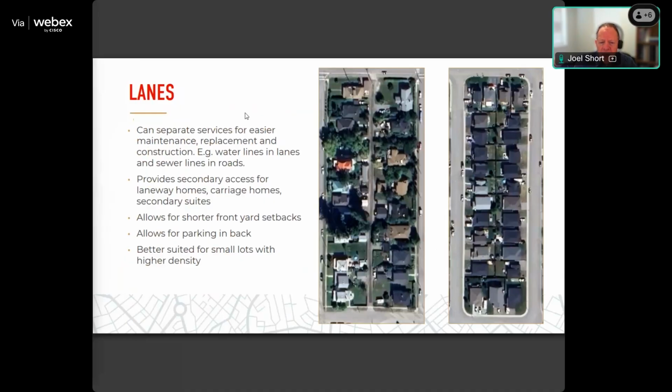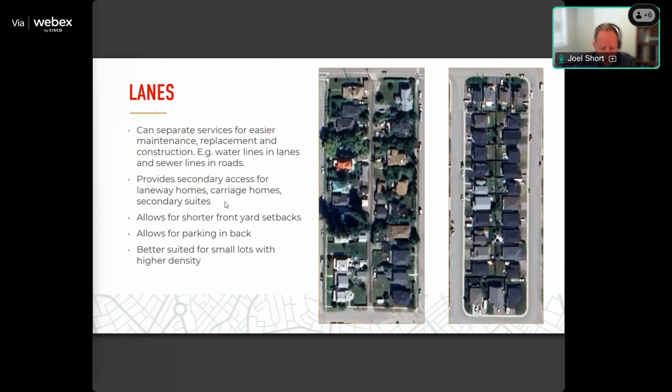What are you going to put in the roads? The lanes also provide secondary access for laneway homes and carriage homes and secondary suites. You can get some parking back there. You can maybe have some shorter front yard setbacks because you don't need that front yard setback to allow for the parking in the front, which makes for perhaps better use of the parcel itself. And lanes really work well for small lots with higher density.